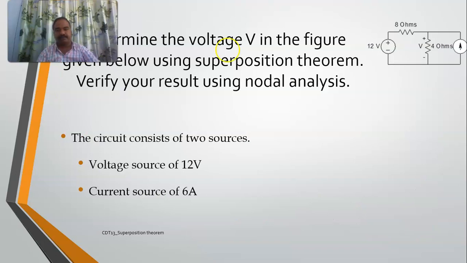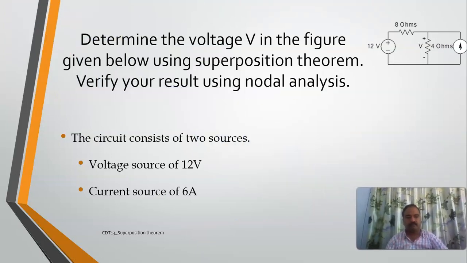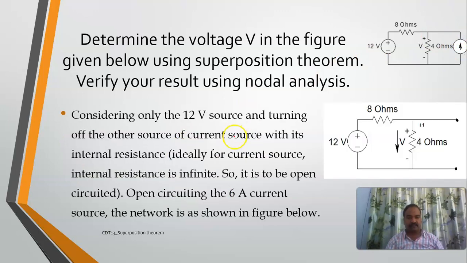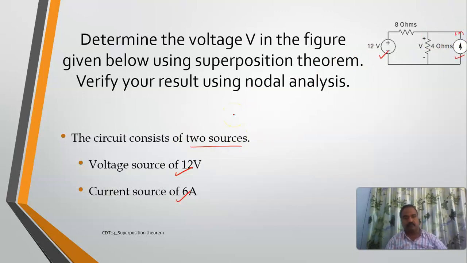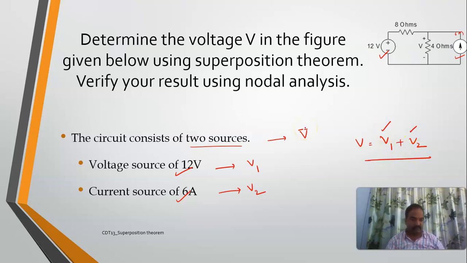So the circuit consists of two sources. One is the voltage source of 12 volts. The other one is a current source of 6 amperes. What we will do is, let the voltage when both sources are acting be V, and if only the first source is acting, let it be V1, and if only the second source is acting, let it be V2, and so your total voltage will be equal to V1 plus V2. These are the responses when individual sources are acting alone.